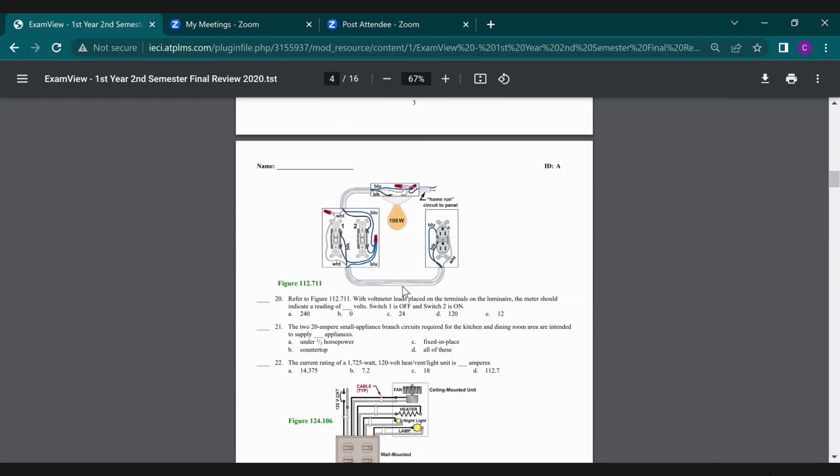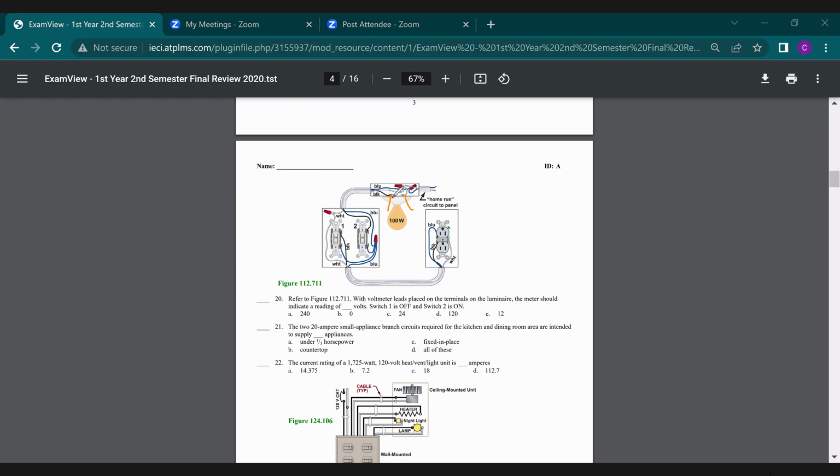Moving to number 20. Number 20, refer to the figure above with the voltmeter leads placed on the terminals on the luminary. The meter should indicate a reading of blank volts. Switch 1 is off and switch 2 is on. All right, if we're putting our terminals here on the luminary, if the luminary receives power, we will see voltage. All right, so let's see if it receives power.